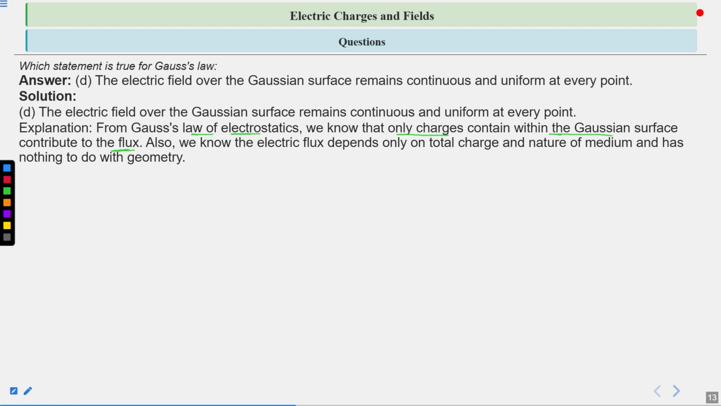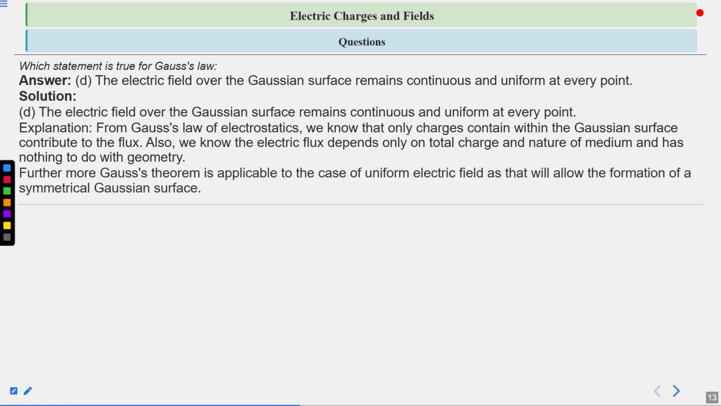Also we know the electric flux depends only on the total charge and nature of medium and has nothing to do with geometry. It means flux depends only on charge. It does not depend on geometry. Furthermore, Gauss's theorem is applicable to the case of uniform electric field, as that will allow the formation of symmetrical Gaussian surface. So D option is correct.